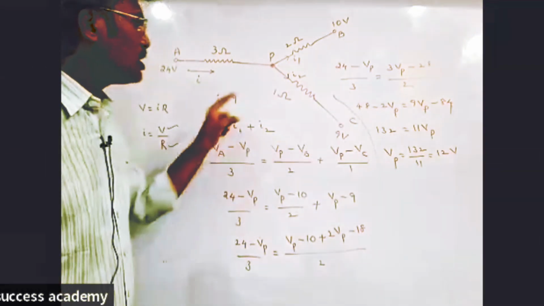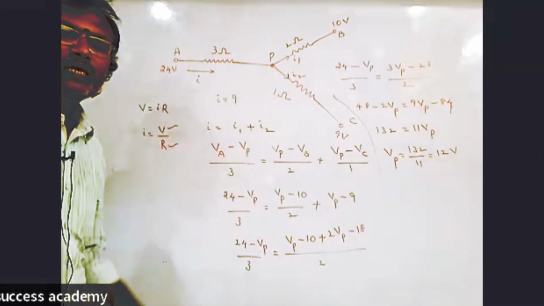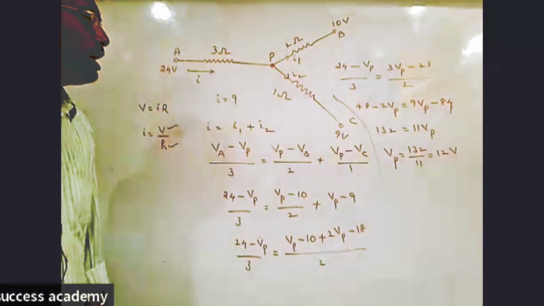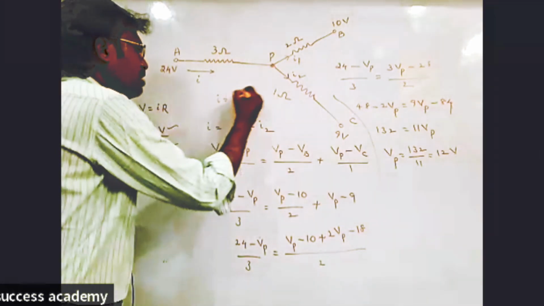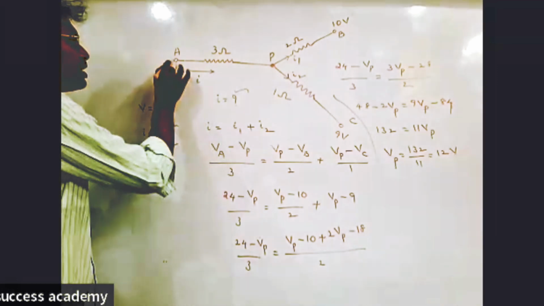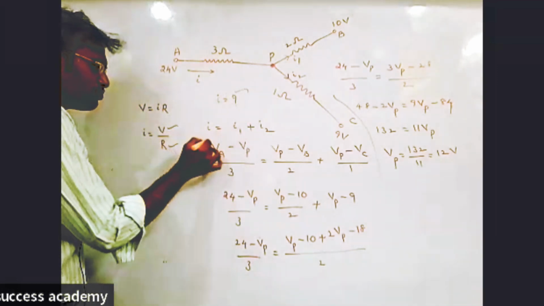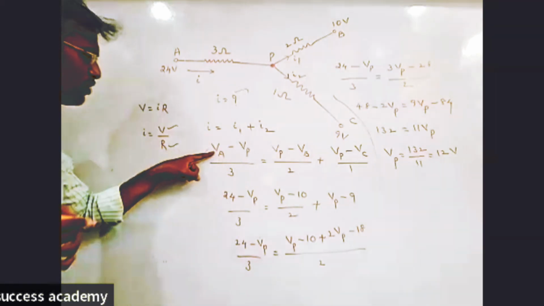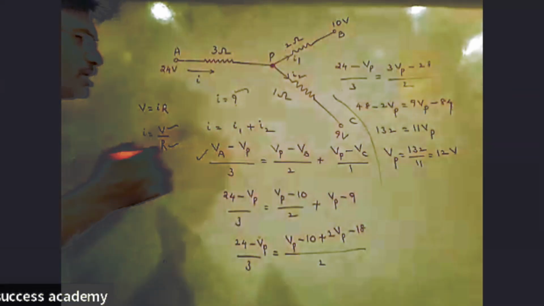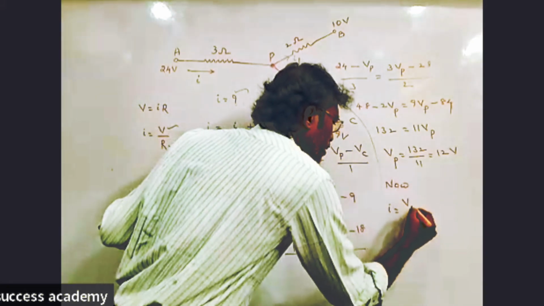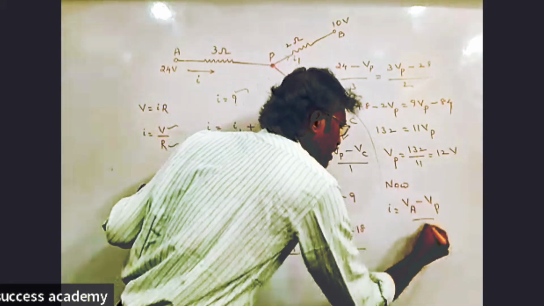This is one question. What is the potential at P? If they ask immediately, this is the procedure you need to follow. VP is equal to 12 volt. But here we need to calculate the I value. I is related to what? The AP branch. So for the AP branch, I is equal to, this is the formula, VA minus VP by 3.